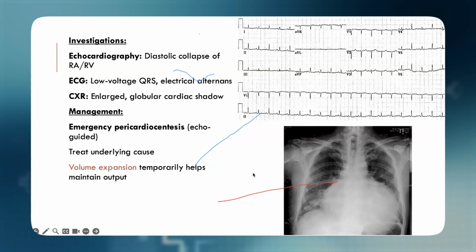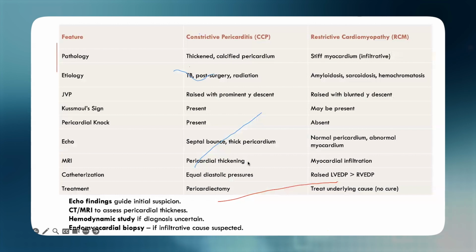Management is emergency pericardiocentesis, volume expansion temporarily. Some fluids need to be given because all fluids are getting collected in the pericardial cavity. Heart does not have enough volume to expand. So you need to start a normal saline and then prepare the patient for pericardiocentesis.